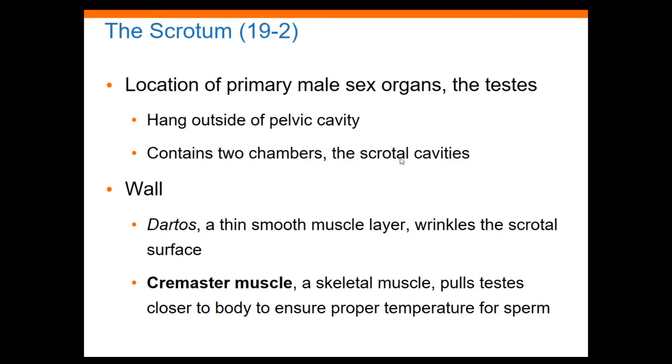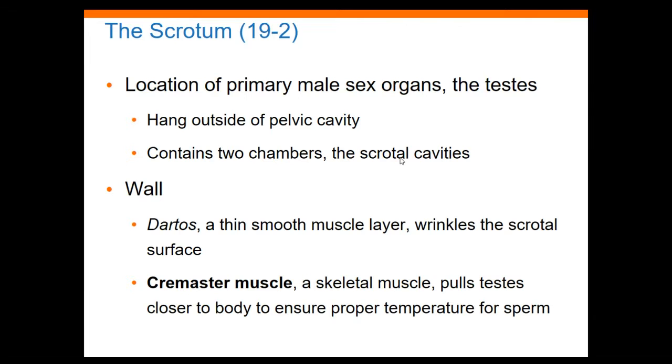Within the wall of the scrotal cavity, there is a serous membrane, and remember the purpose of the serous membrane is to reduce friction. So there is a serous membrane between the cavity wall and the testes, so that little friction is created there. The scrotum consists of a very thin layer of skin with some smooth muscles. There are two different muscles, one being a smooth muscle layer called the dartos muscle. The dartos muscle is what causes the wrinkling of the scrotal surface.